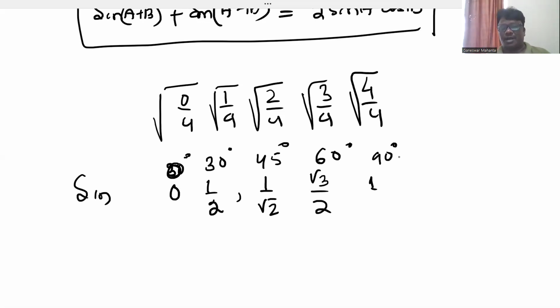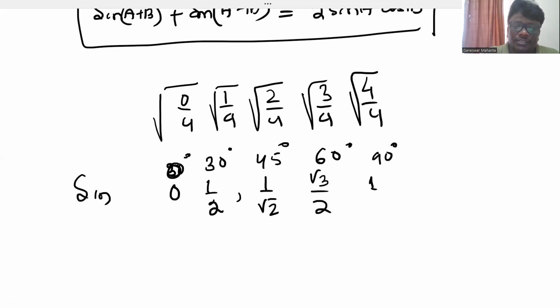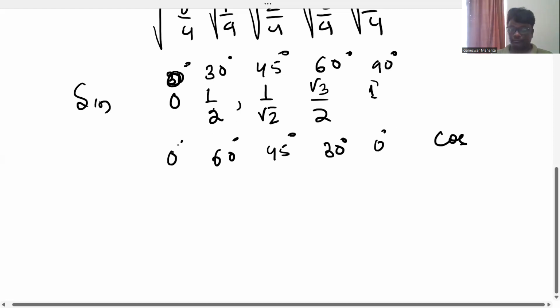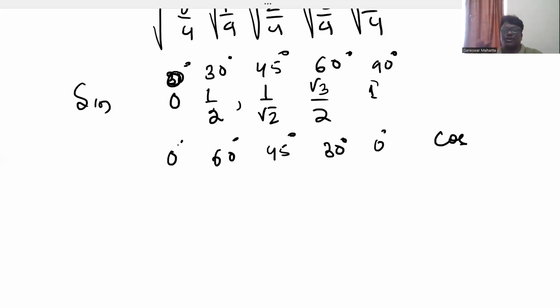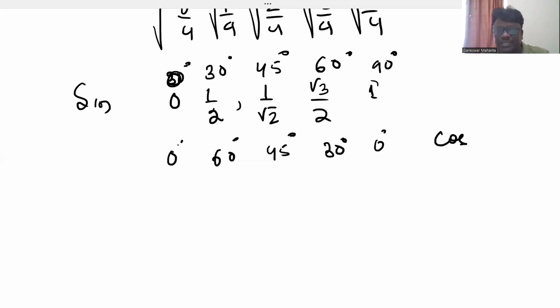Sin 0 degree is 0, sin 30 is half, sin 45 degree is 1 by root 2, sin 60 degree is root 3 by 2, and sin 90 degree is 1. Going back the other way, these are the cos angles: cos 0 degree is 1, cos 30 degree is root 3 by 2, cos 45 degree is 1 by root 2, cos 60 degree is 1 by 2, and cos 90 degree is 0. So these are the values when you remember.